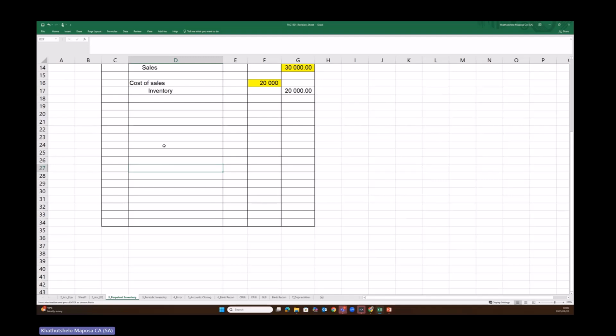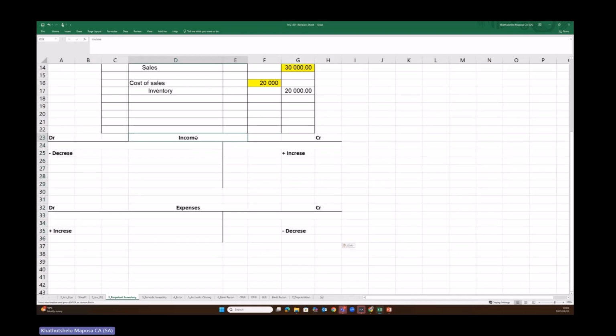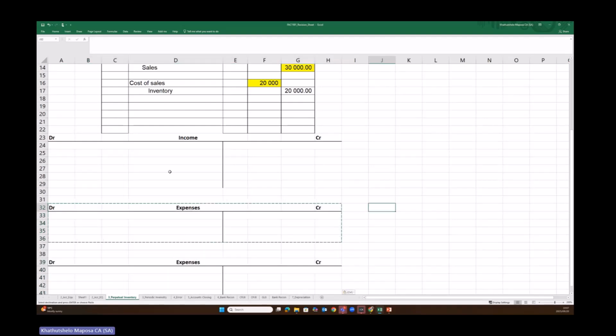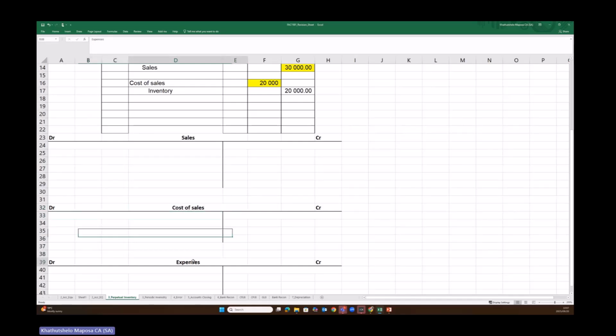I'll just try to paste them here. I hope they will allow me. Yes, there must be 3. There will be an account called sales. This is the general ledger T accounts now. Remember we said we just chose to record them on the general journal. There will be an account called cost of sales, and there will be an account called trading account.